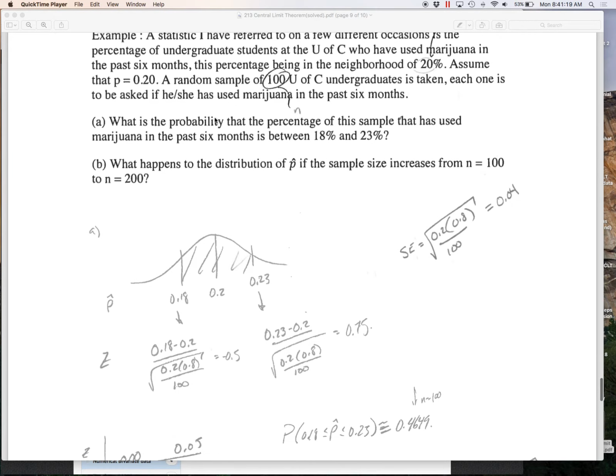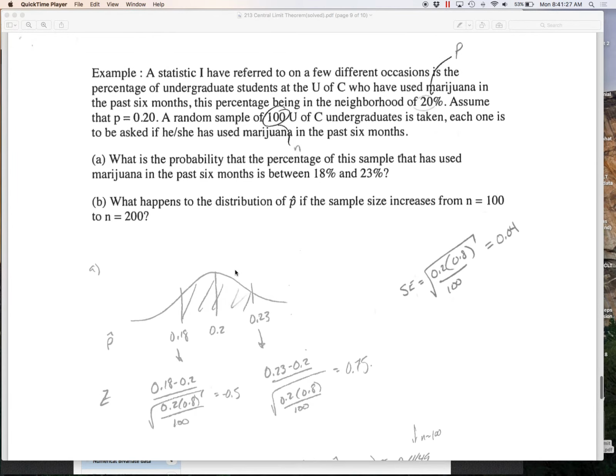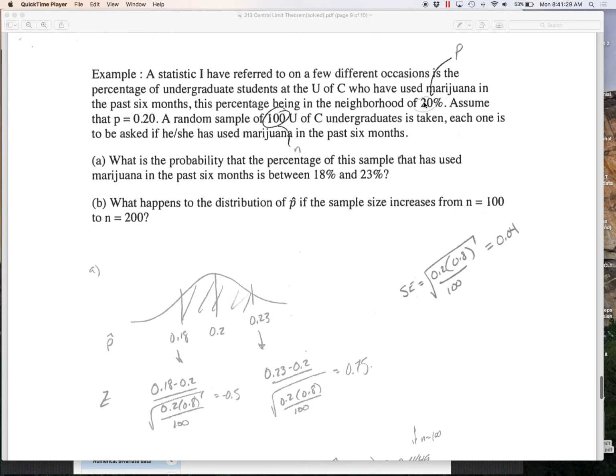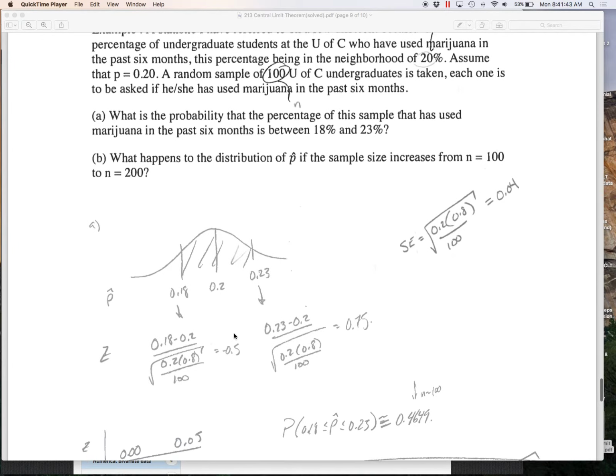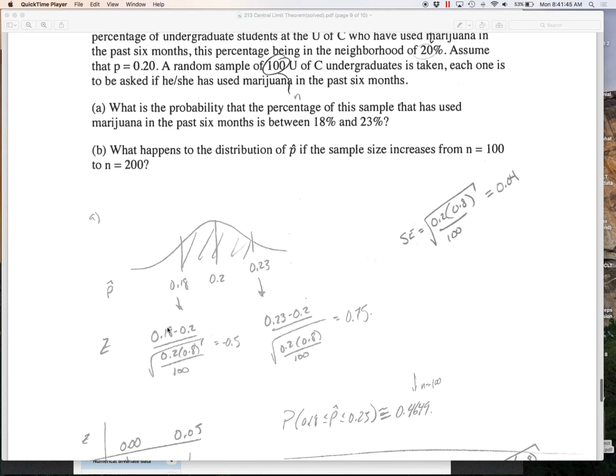So what is the probability that the percentage of this new sample will be between 18% and 23%? Here what we're saying is let's assume that the true proportion is really 20%. What's the probability that our particular sample will range in between 18 and 23? So we expect 20, but what's the probability it will range in between these two values? Then, of course, we're just going to use that formula.